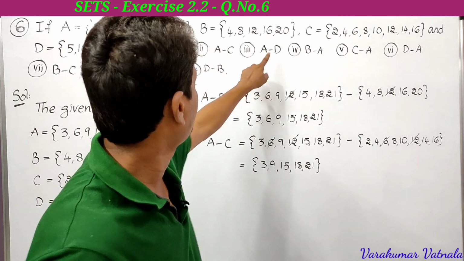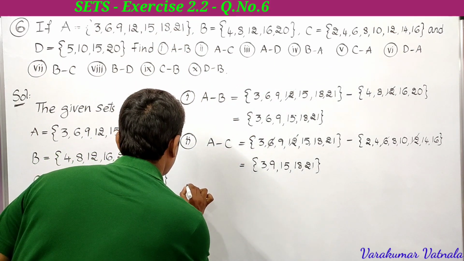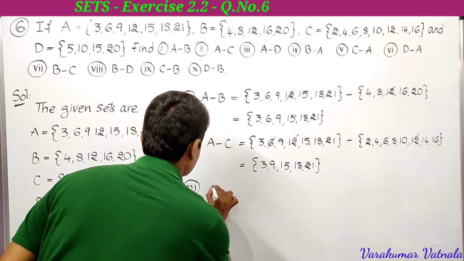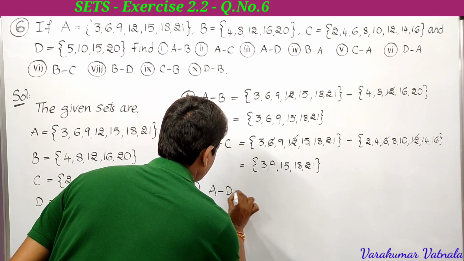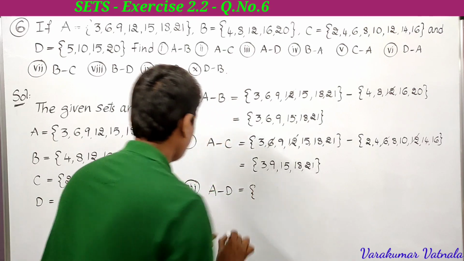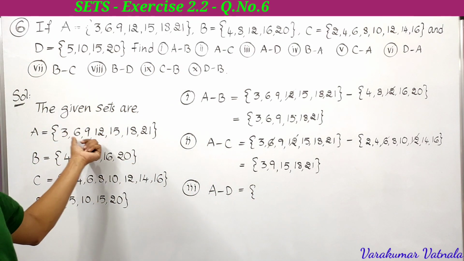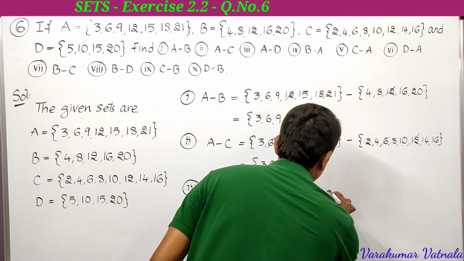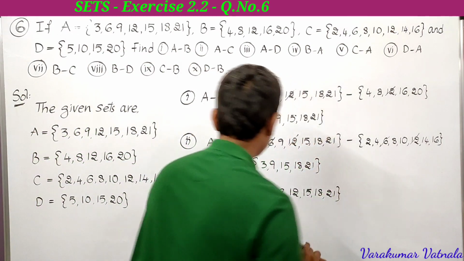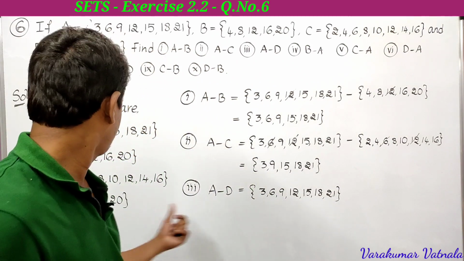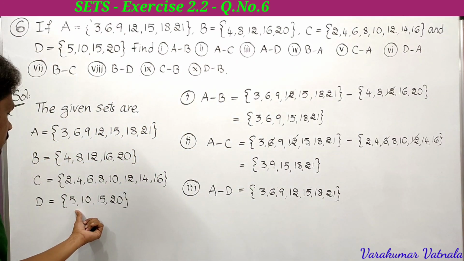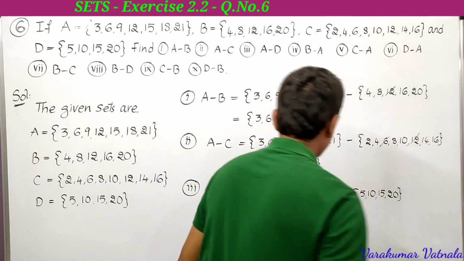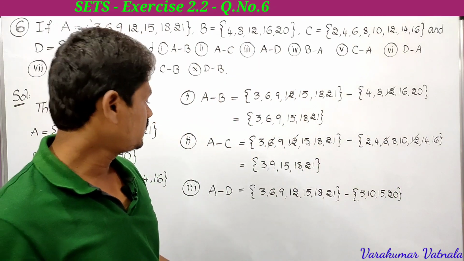So next we have to find A minus D. Again first we have to write the set A only. Next set D. What are the elements of set A? 3, 6, 9, 12, 15, 18, 21. So these are the elements of set A. Minus set D. What are the elements of D? 5, 10, 15, 20. Again now we have to identify the common elements and cancel them.